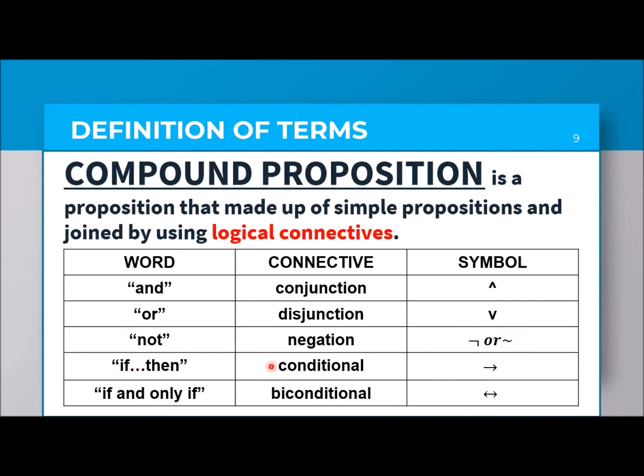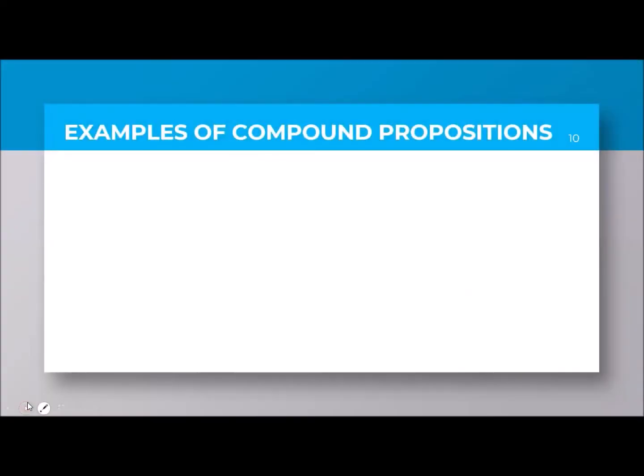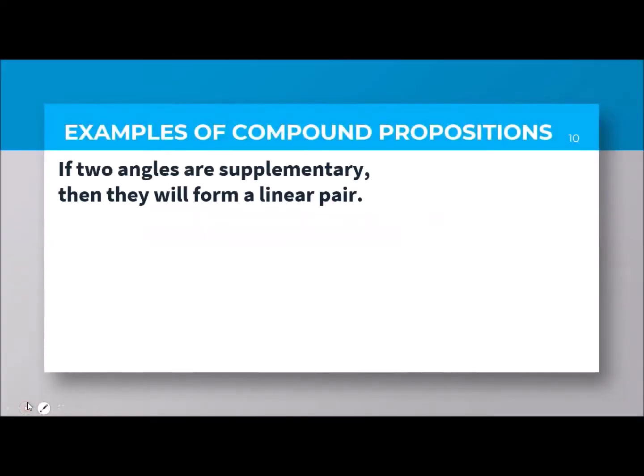And then, if then is the conditional, with an arrow pointing right. And then, if and only if is the biconditional, which is a double-headed arrow. So, please do remember that. And these are examples of compound propositions. If two angles are supplementary, then they will form a linear pair. So we have here the logical connectives, the if and the then.